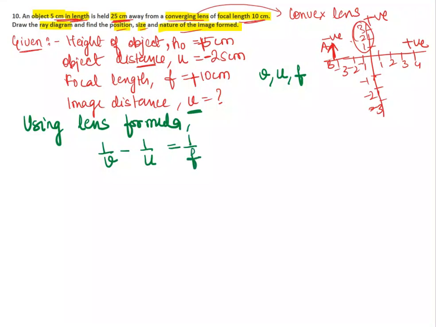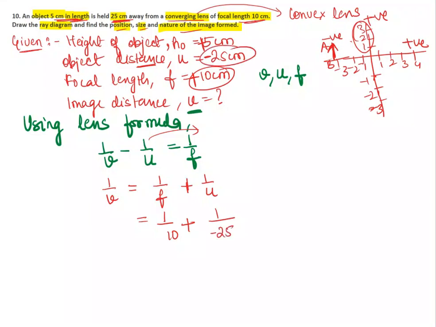Now substituting the values here. We need to find 1 upon v. So 1 upon v will be equal to 1 upon f, and the minus term will be taken as positive as it moves from the left hand side to the right side, plus 1 upon u. Now substituting the values. f is 10, so 1 upon 10, plus 1 upon u, where u is -25. So we can write 1 upon 10 plus, minus 1 upon 25.